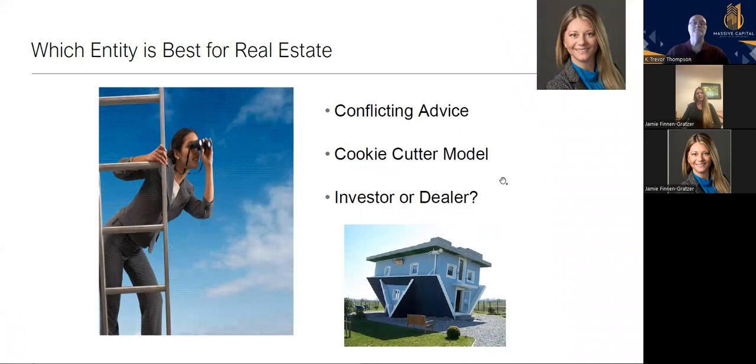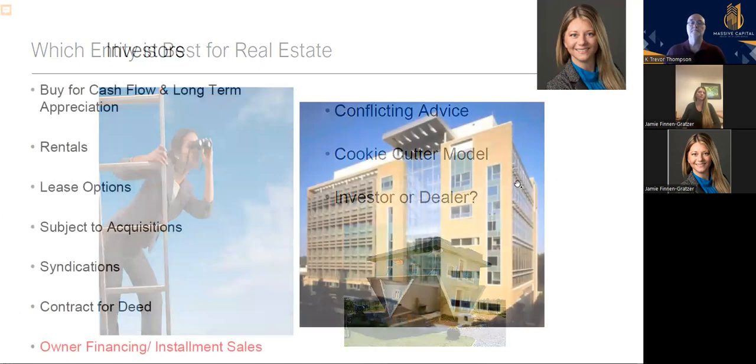One of the big things that we look at in terms of our real estate clients is what's best for you. Like I said, there's no cookie cutter model. It depends on if you're an investor or if you're a dealer, if you are active and passive, or both. So you can have both and still have different type of entities that fit into your financial life and platform.